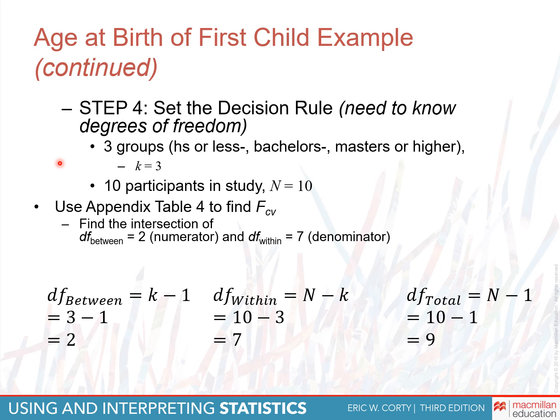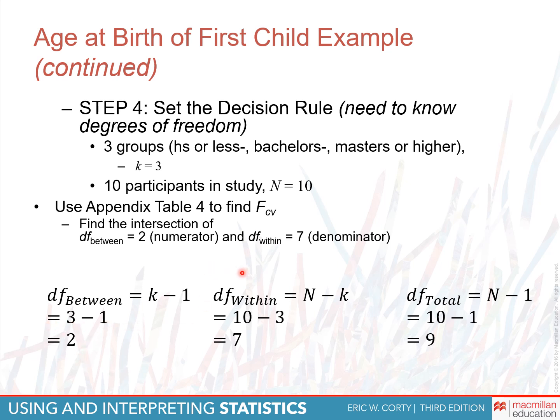So here we have three groups: high school or less, bachelor's, and master's or higher. So here k is equal to 3. And so our between subjects degrees of freedom is going to be equal to k minus 1, which is the same as 3 minus 1, which is going to be equal to 2.